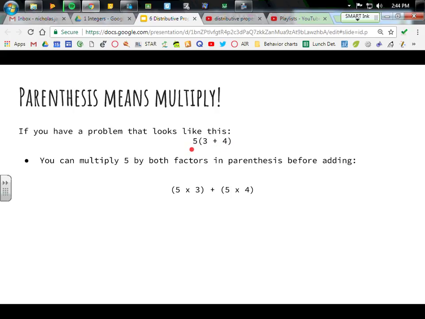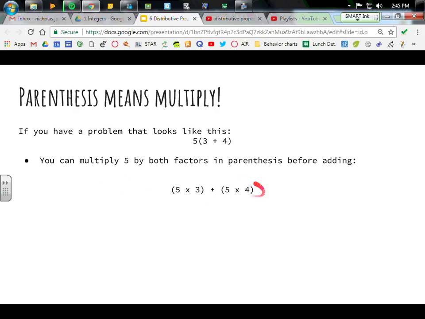Well, this term that is on the outside of our parentheses can be multiplied by every term inside of parentheses, and you're still going to get the same answer. So like we said, the answer to this is 35. But if you multiply your 5 by your 3 and your 5 by your 4 and then add those products together, you're still going to get 35.